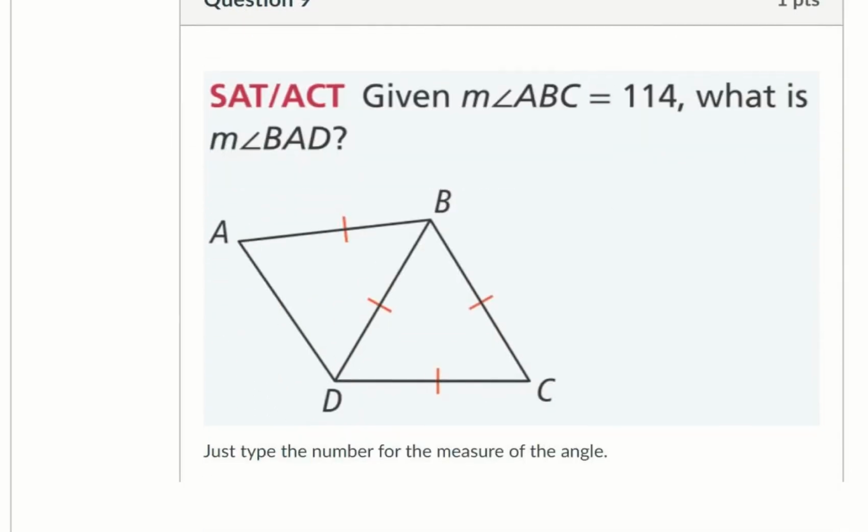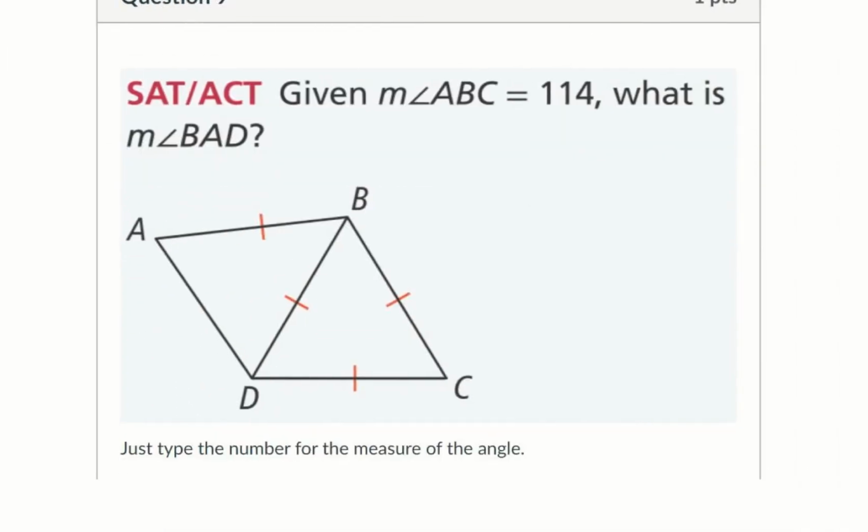All right, so let's look at number 9. Given the measure of ABC is 114, what is BAD? So we know ABC, which is this whole thing, is 114. What is BAD? BAD, this is the question mark that we're looking for.